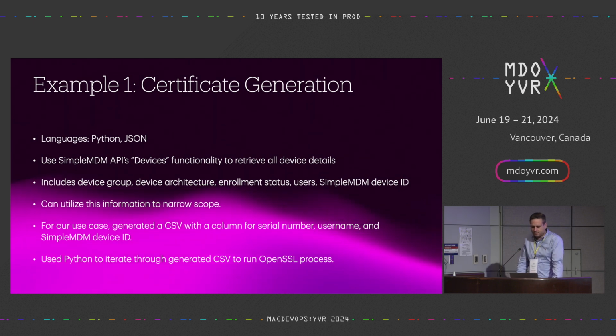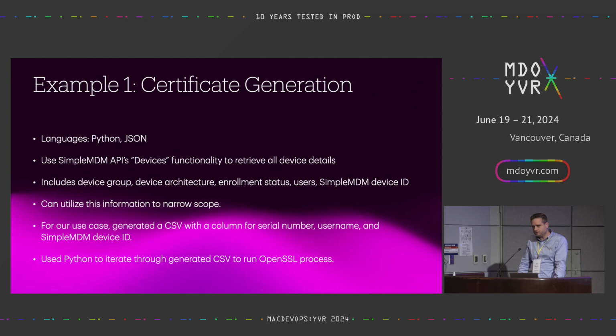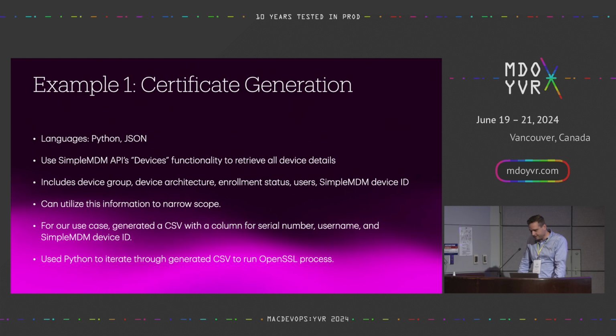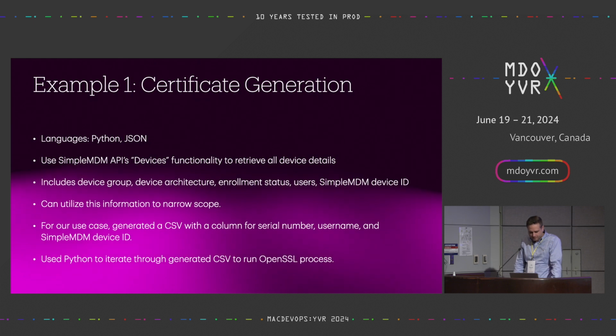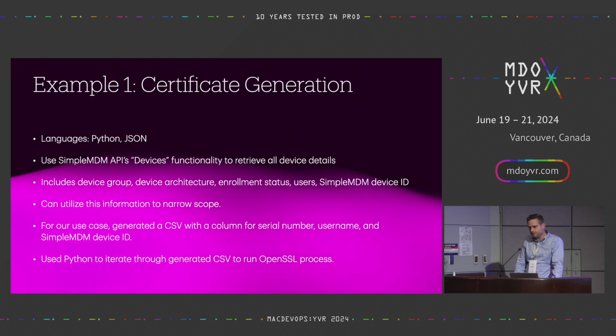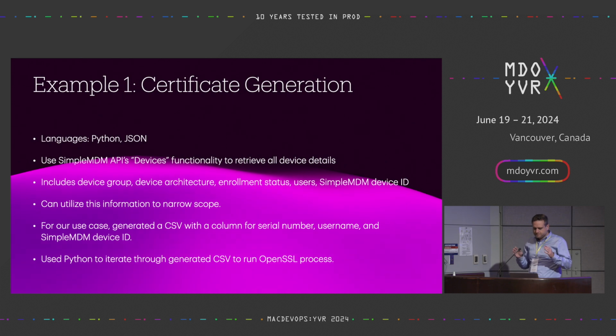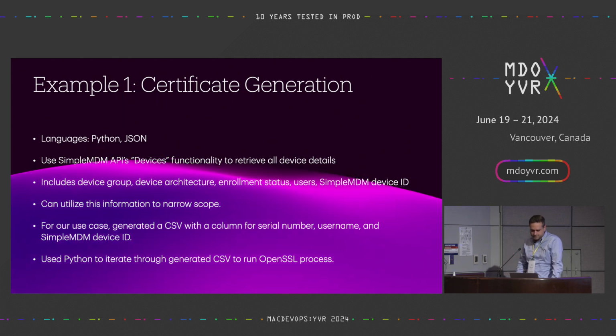After that, we would utilize this information to narrow the scope. If we were not needing to generate new certificates for all the devices, we could use this within the Python script to narrow down by, say, device architecture for only needing to update our M1 devices, or their device group, which is the most common way that we narrow it down for the certificates. For this use case, we generated a CSV using a Python script with a column for a serial number, then username, and then the Simple MDM device ID.